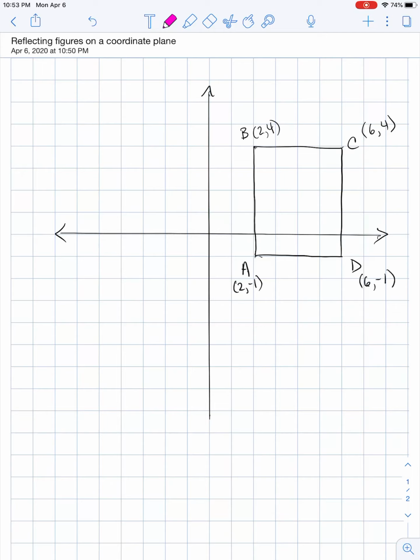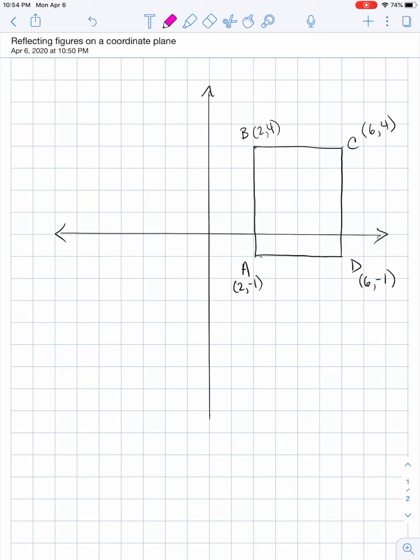Today I'm going to show you how to reflect a figure across an axis when the figure is actually in two quadrants. So here we have rectangle ABCD, and I have the coordinates of the vertices. Vertex A is at 2 comma -1, so across 2, down 1. Vertex B is at 2, 4. Point C is at 6, 4. And point D is at 6, -1.